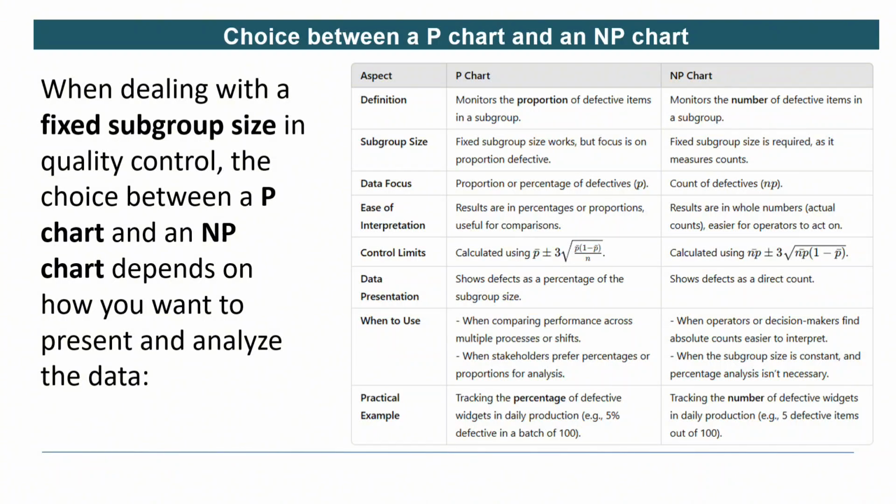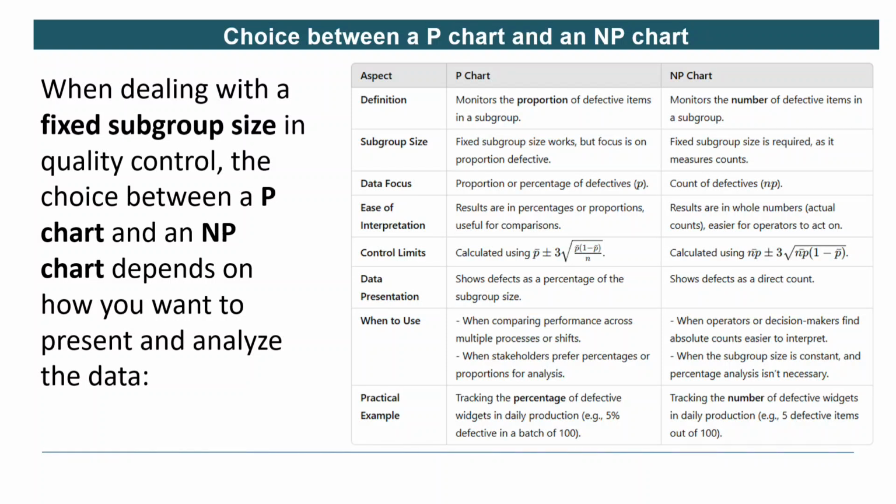So from a definition perspective, a P chart is drawn on proportions, whereas an NP chart is drawn on the number of non-conforming units, or in other words, the number of defective items. That is the definition. And when we define subgroups, we already discussed in detail. In both cases, the subgroups are fixed. The focus of data is the variable line that we are going to draw. In a P chart, it will be the proportion of defectives, and in an NP chart, it will be the count of defectives.